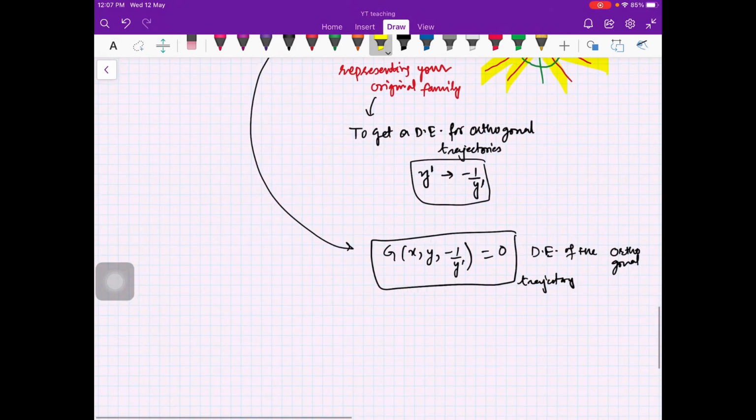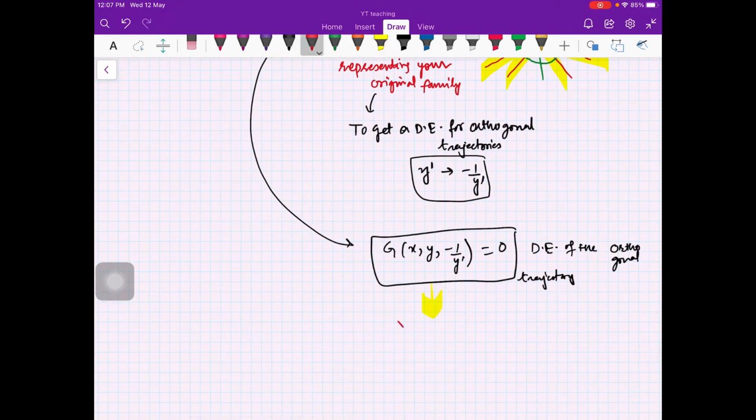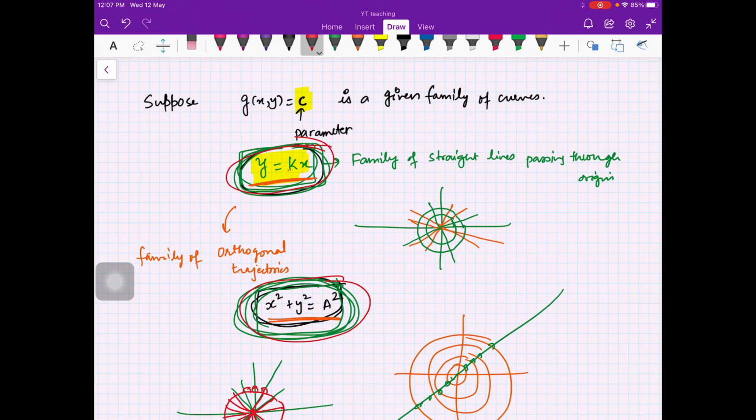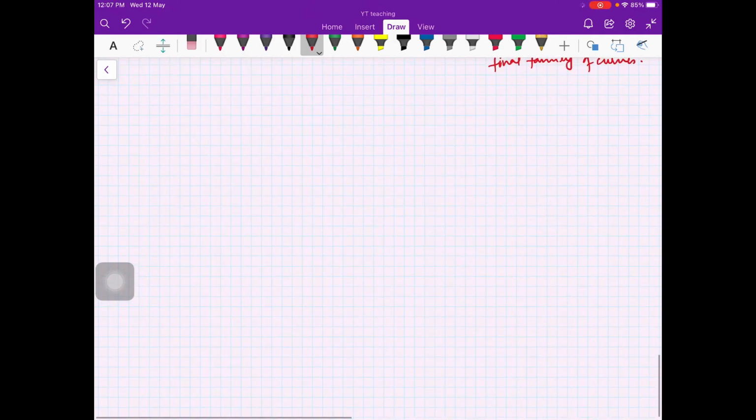Okay, now you can solve this to find out your final family of curves. Is that okay? So this is how we find out our orthogonal trajectories. So I'll give you an example. I have already told you that if you start with this, this and this family, they are the orthogonal trajectories. So let us just prove it. Use the algorithm to find out.